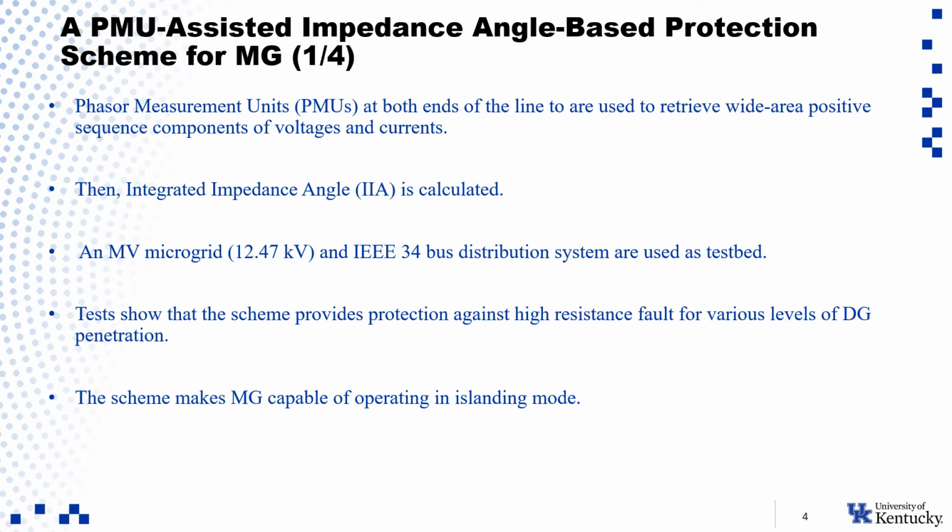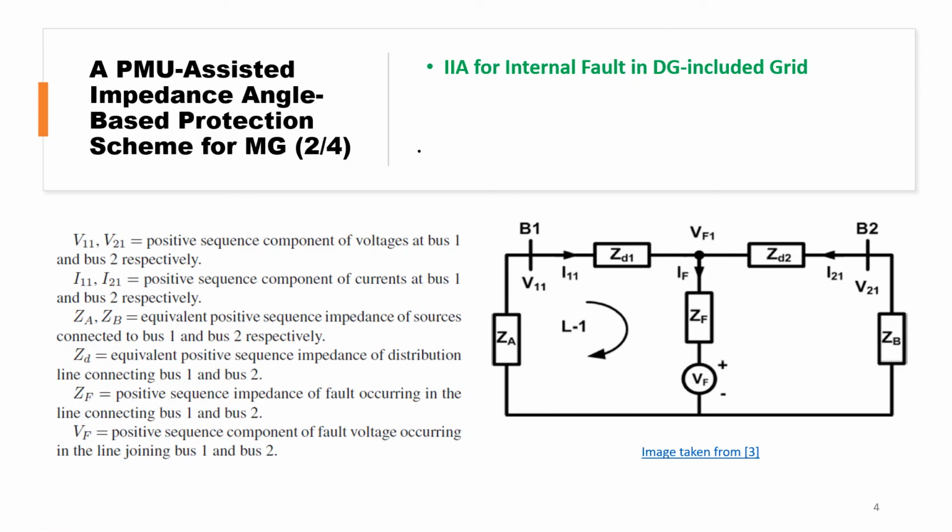After extensive tests, the authors claim that their scheme provides protection against high resistance faults for various levels of DG penetration. Their scheme also makes the microgrid capable of operating in islanded mode. As I said earlier, I am presenting this scheme as an efficient scheme for islanded operation. Okay, let us have a close look at what happens to the IIA, or the integrated impedance angle, for an internal fault in a microgrid that also includes a distributed generation unit, or DG unit.